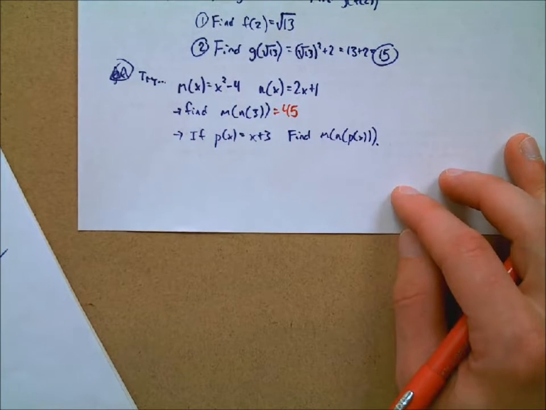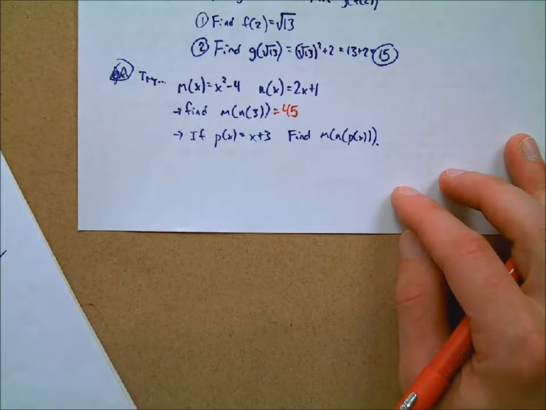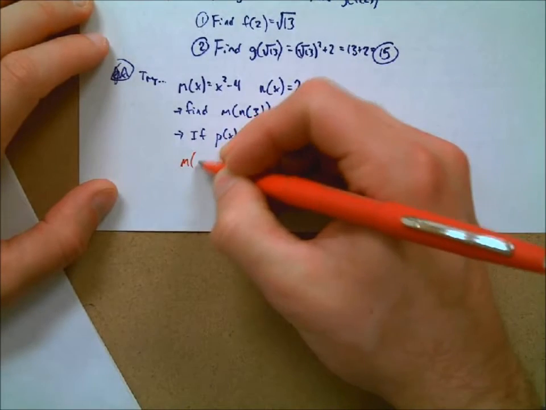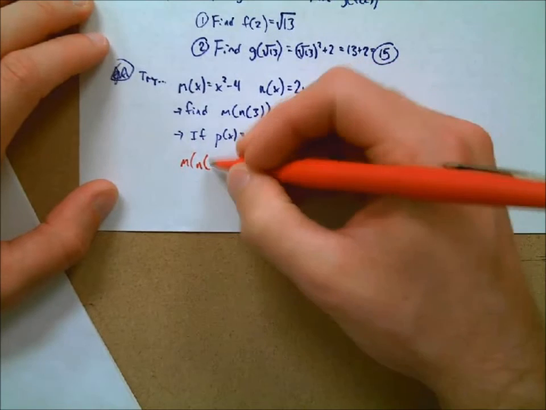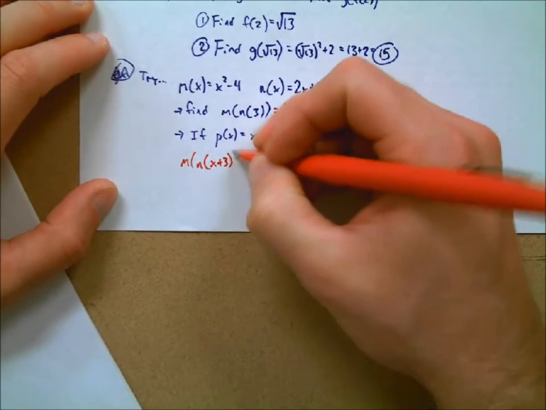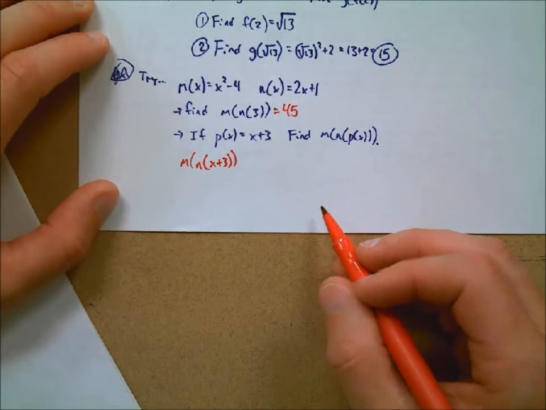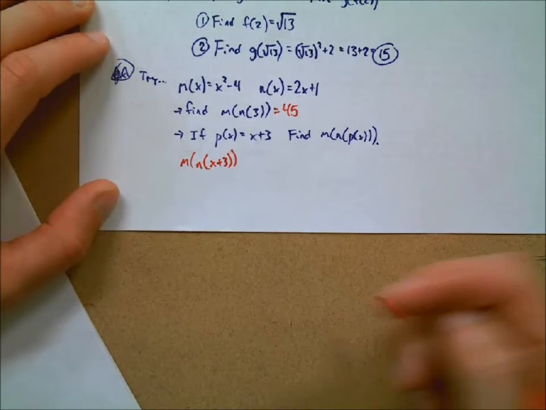Okay? And then for this last one here, m of n of p of x, we know p of x is x plus 3, so I'm going to replace the p of x with the x plus 3. Oh, I thought we were just doing the m of n of x. M of n of p of x. So if you have your m of n of x, you can plug x plus 3 in where you have those things then.